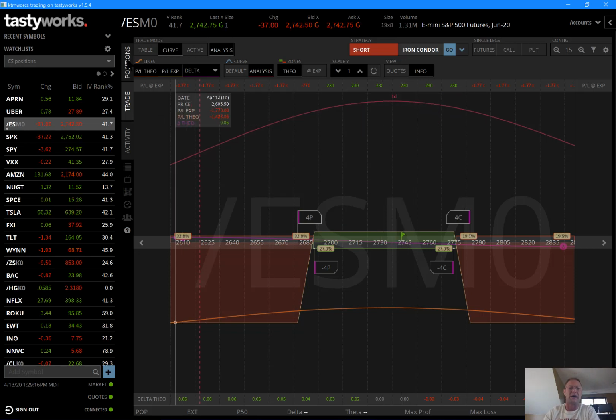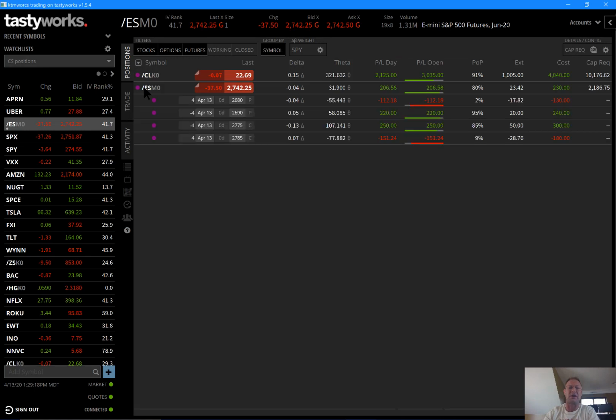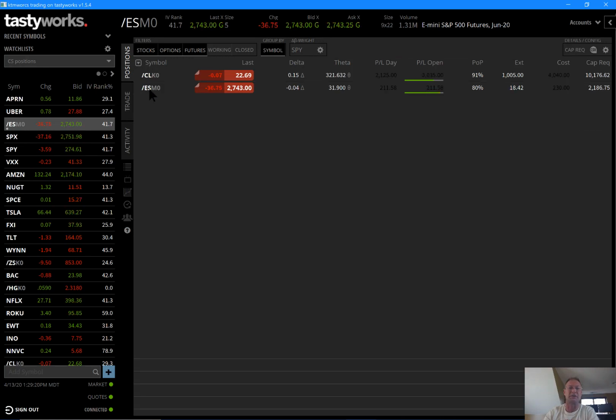Honestly, in my past trading of this strategy, you can look at this ES trade right here. This is showing gross amounts, put up about $2,200, brought in $230. We know that the actual net number was about 176 because this doesn't account for the commissions and fees. But anyway, it's roughly a 10% trade, put up about $2,200, brought in about $200 or so.